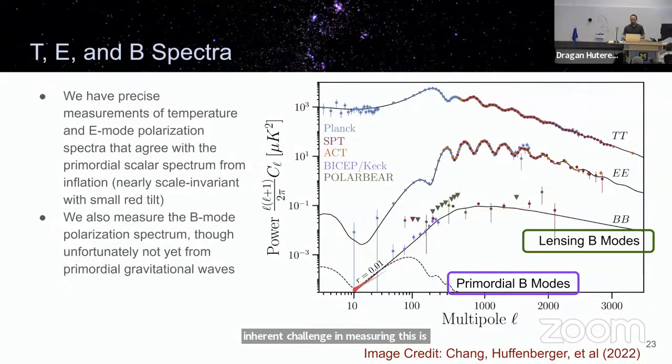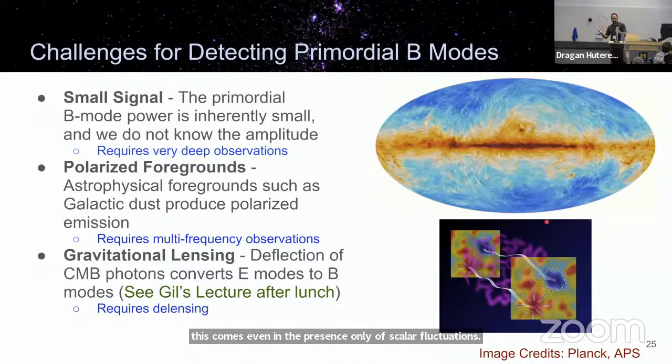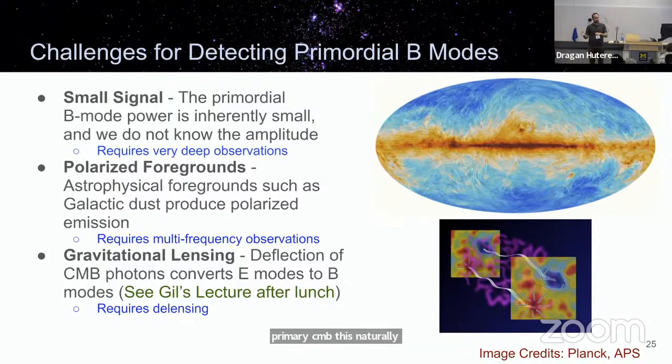The other inherent challenge in measuring this is that, as I showed in this plot, there's a big other signal in B mode polarization, which is the lensing B modes. And this comes even in the presence only of scalar fluctuations. The basic idea here is that we start with E mode polarization, but light is deflected to us on its path from the surface of last scattering to our telescopes by the intervening structure. So gravitational lensing of the cosmic microwave background distorts our view of the primary CMB. This naturally converts E mode polarization into B mode polarization.